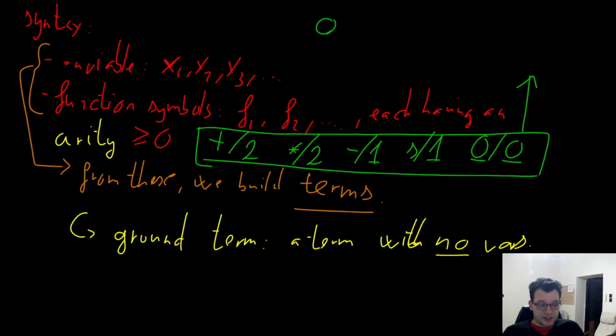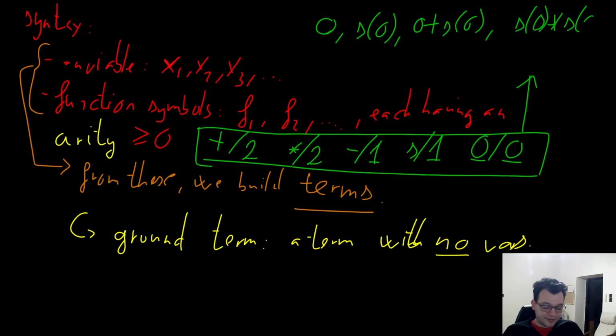But since we have the 0, we can use the successor of 0, for example. That's also a ground term because it's just built out of function symbols. So basically you can start from a constant and apply some function symbols of arity larger than 0 on your values. So you can get, say, 0 plus s of 0, this is also a ground term, and for example s of 0 times s of 0, and so on, if you don't use variables. So these are ground terms.